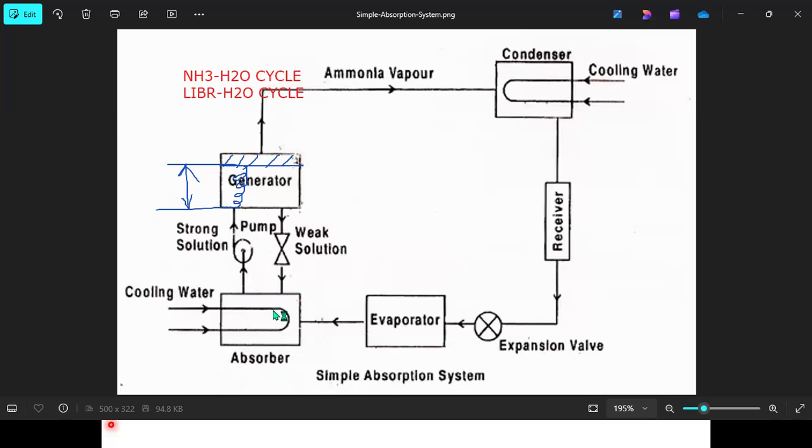And now what will happen? Again, this water should be mixed over with the ammonia vapor. Again, it should be ready for the next cycle. At the same time, from the generator, the water is still there, isn't it? The one who carried this ammonia is still right there in the generator, isn't it? That should be brought back again to the absorber with the help of a pressure reducing valve. This is a pressure reducing valve. So that's why the return water is termed a weak solution.